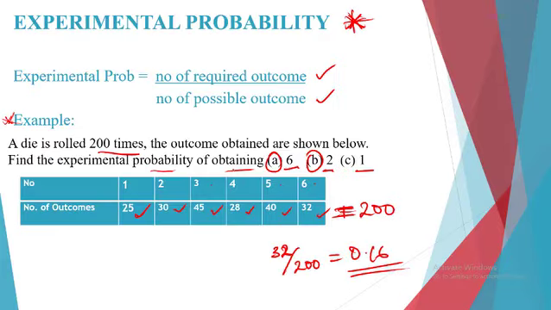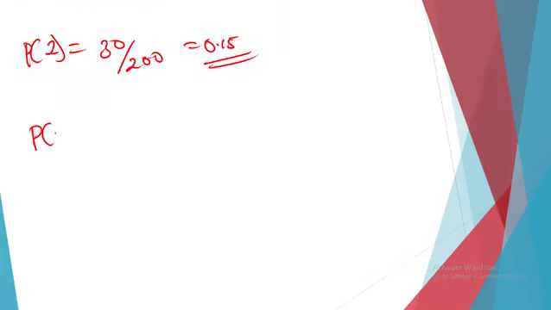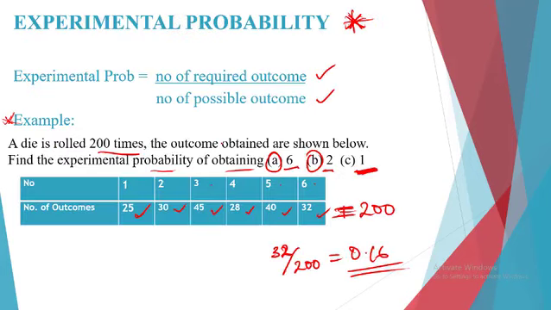So we'll go over to B, 2. 2 appeared 30 times. So the probability of 2 is equal to 30 over 200. And 30 divided by 200 will give us what? We have 0.15. Then lastly, we have 1. And 1 appeared how many times? 25 times. So the probability of obtaining 1 is equal to 25 over 200. And 25 over 200 will give us what? What's the answer? 0.125. And that's all about the experimental probability.